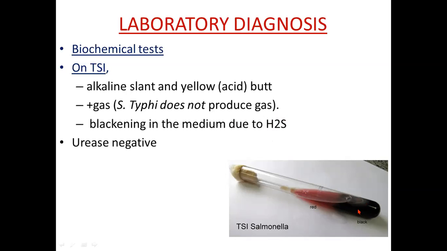So you'll be seeing a very darkened butt at the bottom of the TSI test. Again, this is because of the production of hydrogen sulfide.